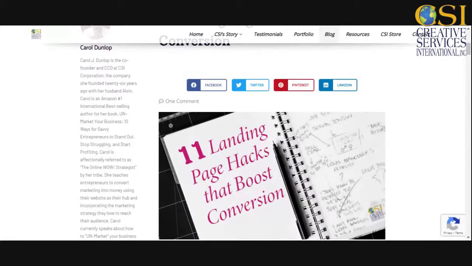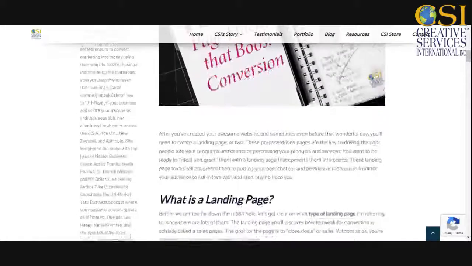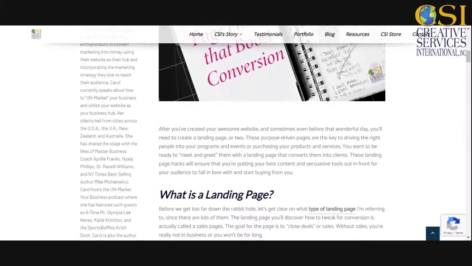So this is my blog post, 11 landing page hacks that boost conversion. And by boosting conversion, I mean someone comes to your page, they read about it, and they do whatever you tell them to do, whether it's buying something, downloading something, or whatever. So you could go through this whole thing yourself, and you can get there by going to csicorporation.com and searching for landing page hacks, or you can go to csicorporation.com/landing-page-hacks. I tried to make it really simple.